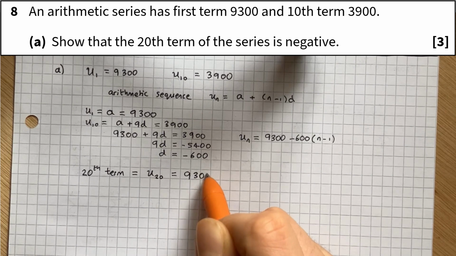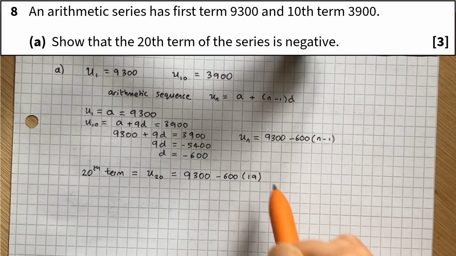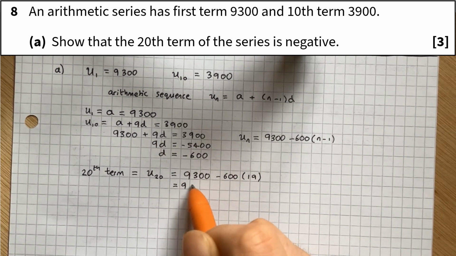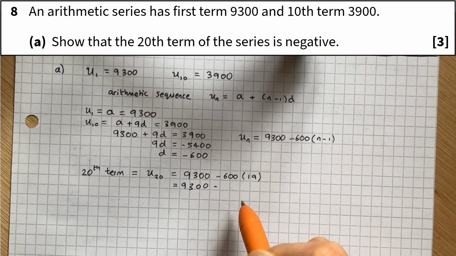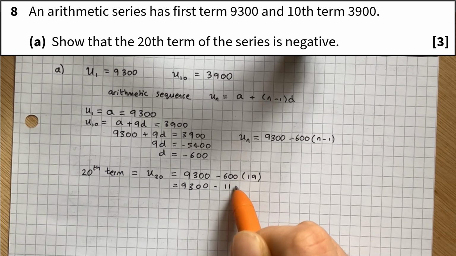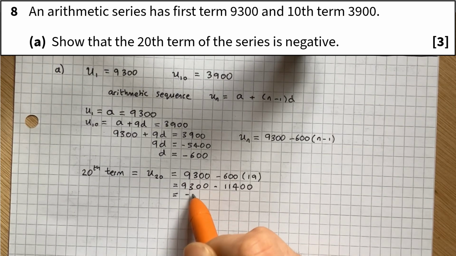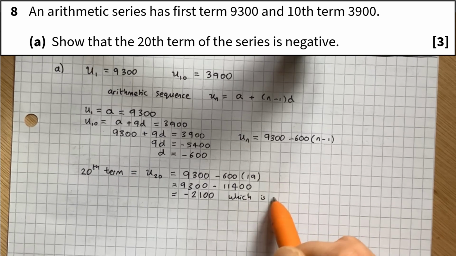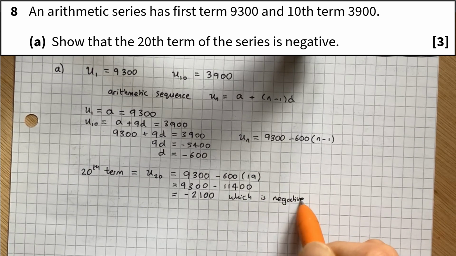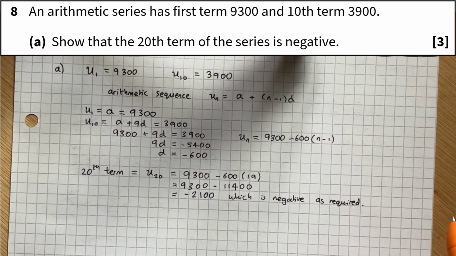Using the formula there, it's going to be 9,300 minus 600 lots of 19, which is 9,300 minus 11,400, which will give a total of minus 2,100, which is indeed negative, which is exactly what we needed to show. So that's the first 3 marks.